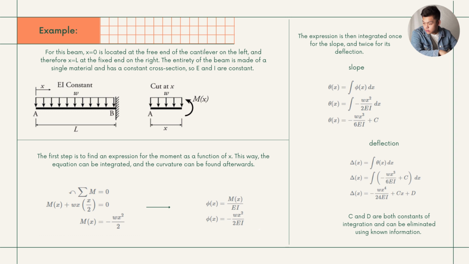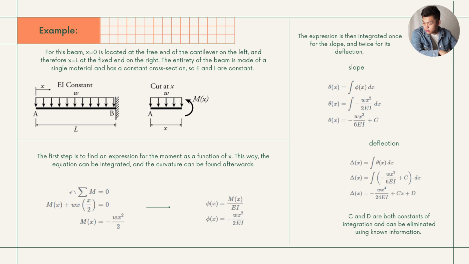The first step to solving this problem is finding an expression for the moment as a function of x. So it is possible for us to integrate this, so that afterwards the curvature can be found, given that EI is constant. The expression is then integrated once for the slope and twice for its deflection. C and D, as seen in these equations, are both constants of integration, and these can be eliminated using known information, and these include information about the displacement or rotation boundary conditions.